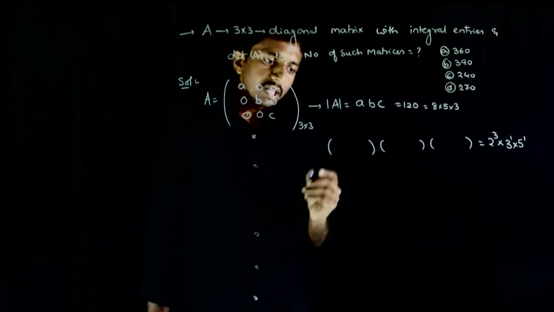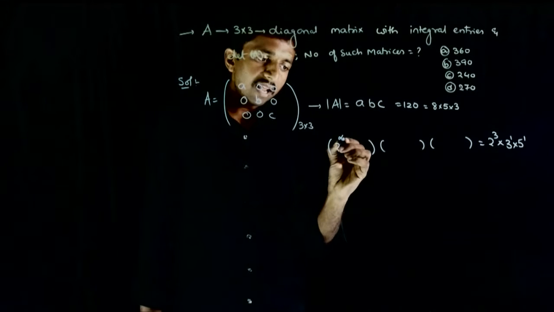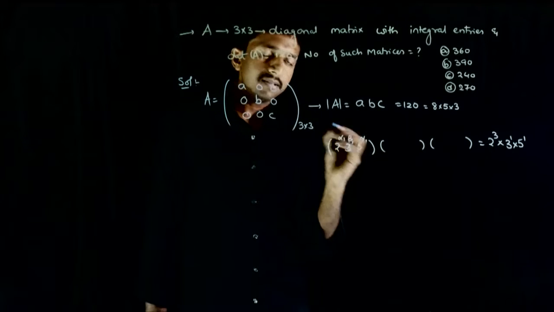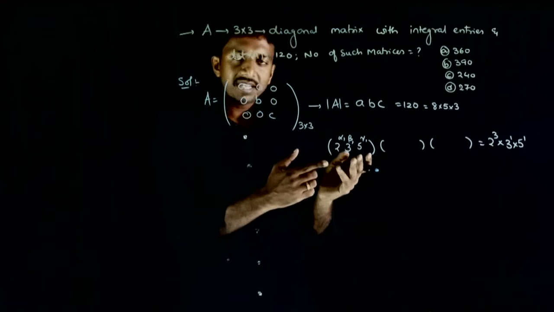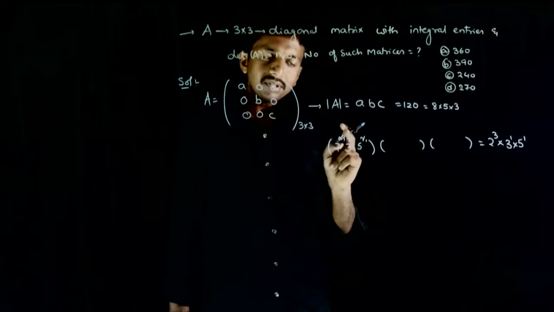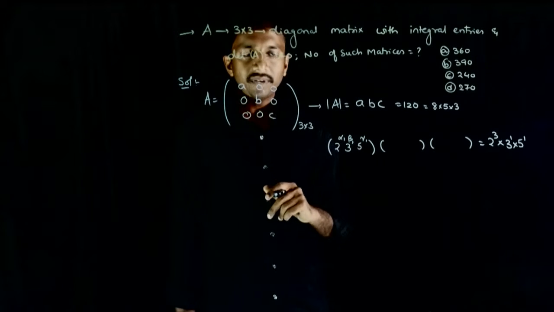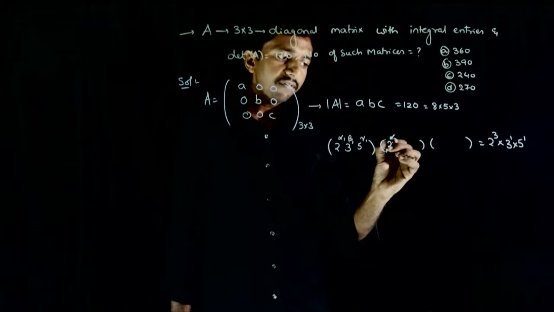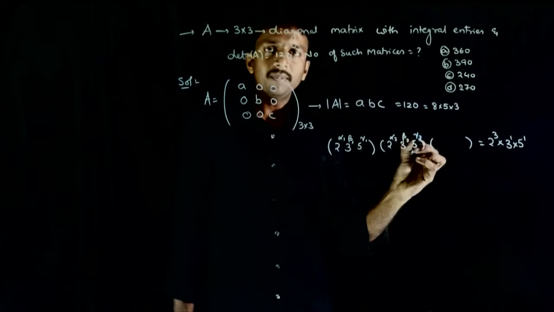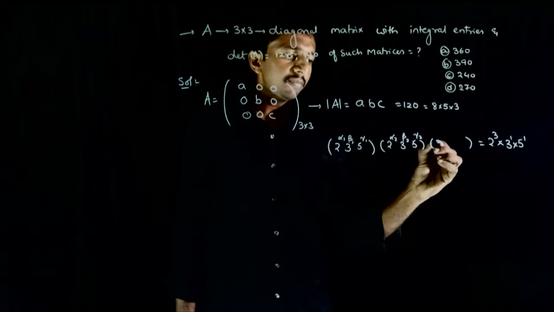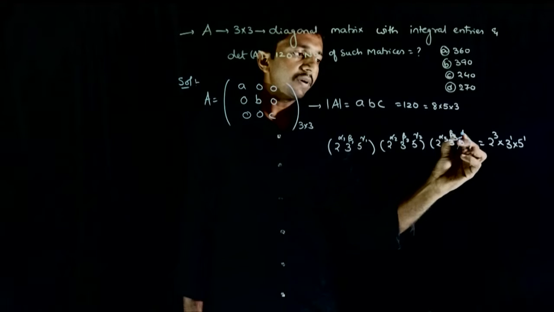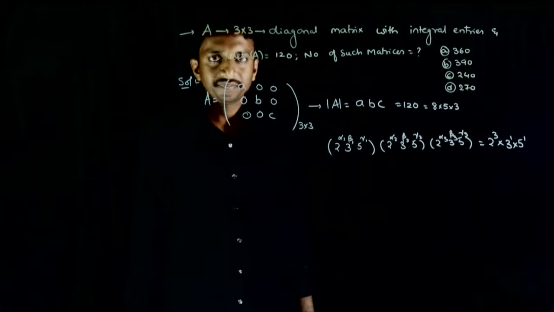So the first number I take as 2 power alpha 1, 3 power beta 1, 5 power gamma 1. So let us take that the first number is made of 2, 3, 5. There are alpha 1 2s, beta 1 3s and gamma 1 5s. Let the second number be 2 power alpha 2, 3 power beta 2, 5 power gamma 2. And the third number be 2 power alpha 3, 3 power beta 3 and 5 power gamma 3.